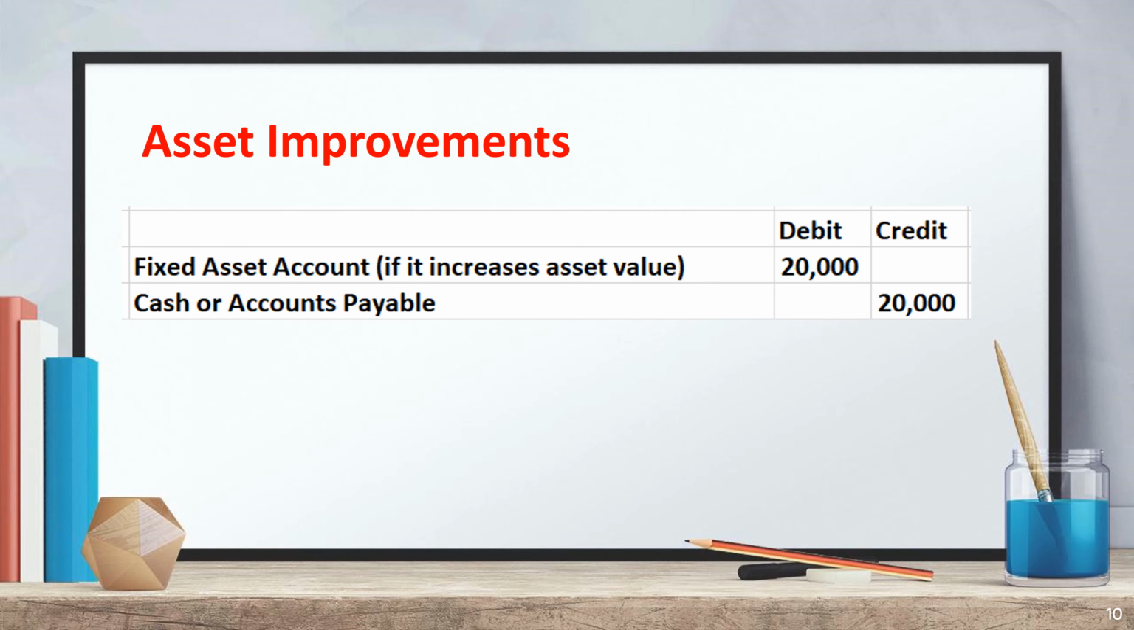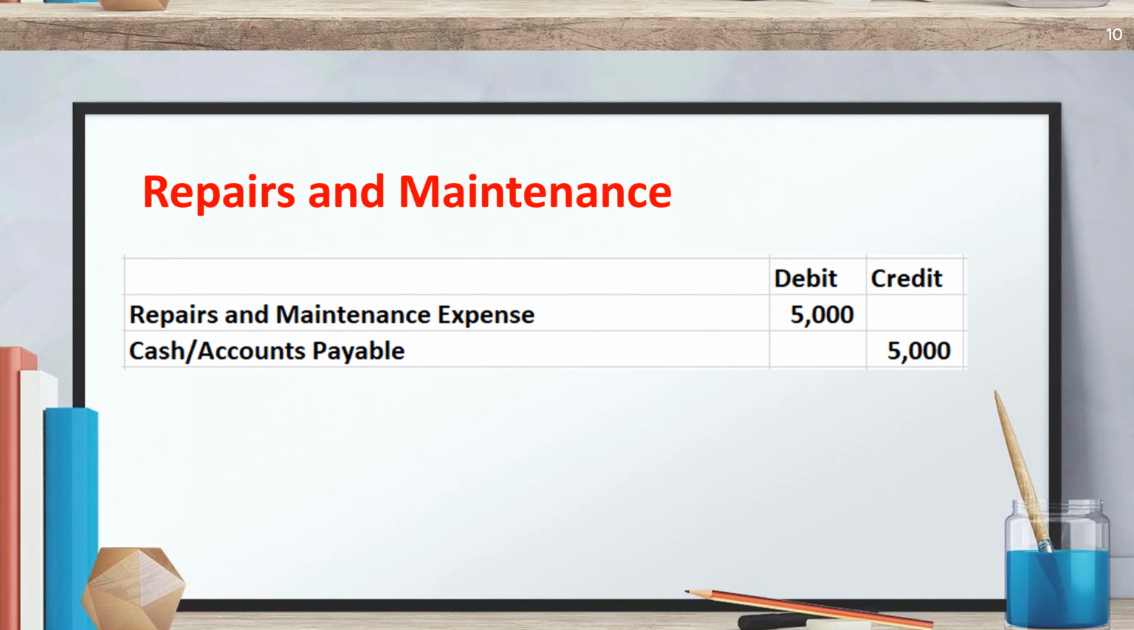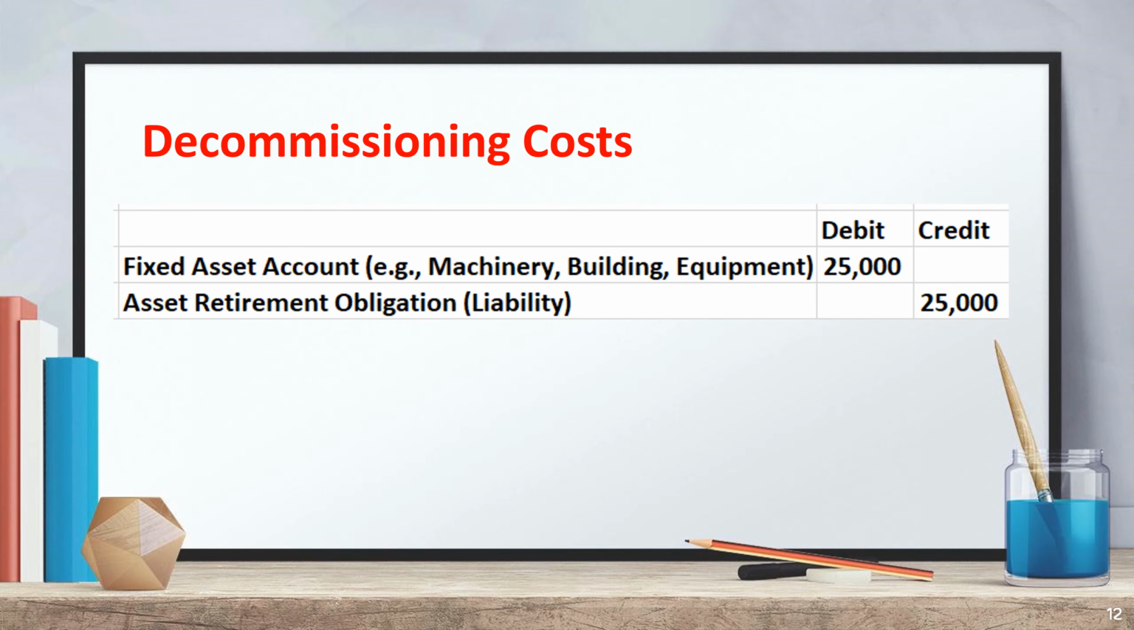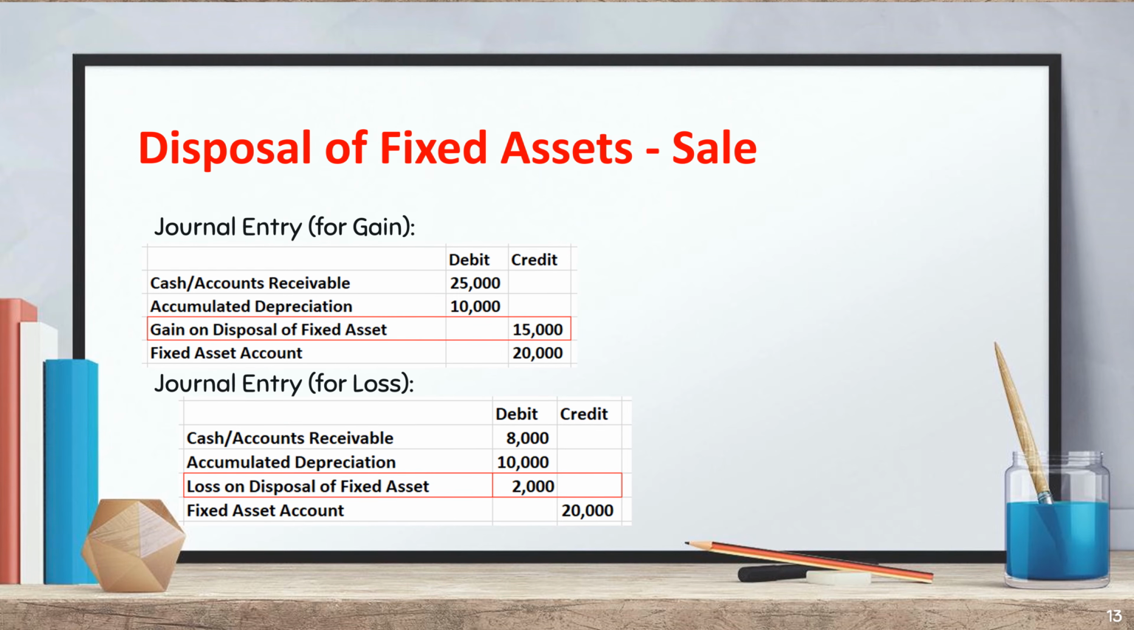If an asset is improved or extended, the cost is capitalized. Here is the journal entry. Routine repairs and maintenance costs are expensed, not capitalized. Here is the journal entry. If a company expects to incur costs to dismantle or remove the asset at the end of its useful life, these costs should be recognized as part of the asset's initial cost. Here is the journal entry.